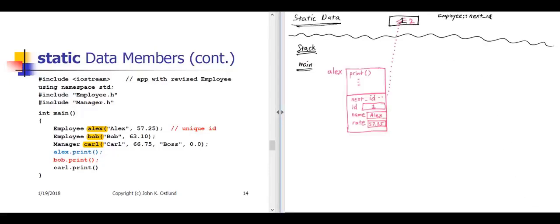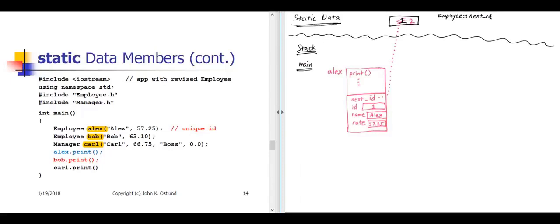So we run the program, and the very first thing that happens, as shown here on the right-hand slide, is that the employee::nextID static data member is created in the static data area and initialized with 1. And in fact, that happens even before main gets called. Now, when main gets called, the first thing that happens in main is that we create this local temporary employee variable named Alex on the stack. Here's what we get. Alex is created in the stack.